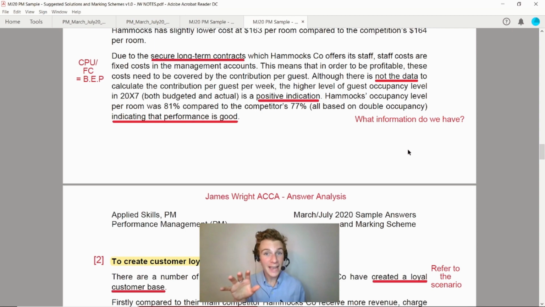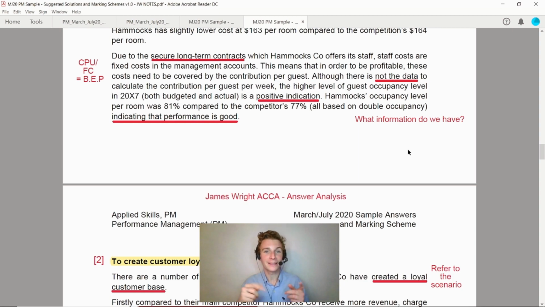This is one of the key areas where students unfortunately fail on this sort of examination because they don't link in other points, especially on this paragraph here. So due to the secure long-term contracts which Hammocks Co offer its staff, so we picked up on this in the question analysis, staff are actually fixed costs in the management accounts.